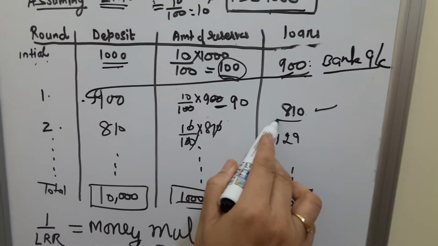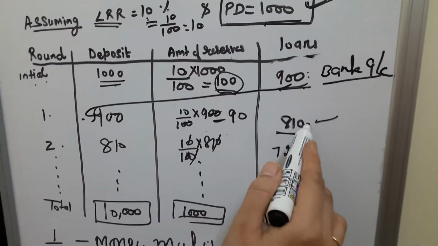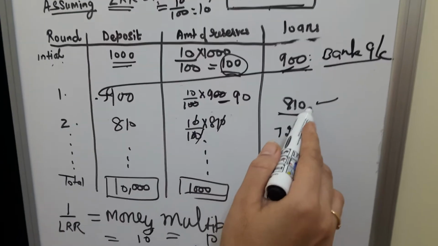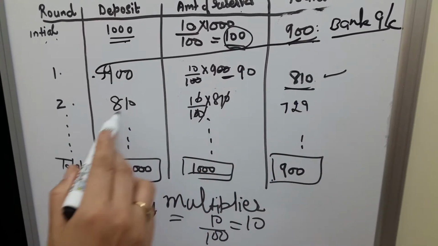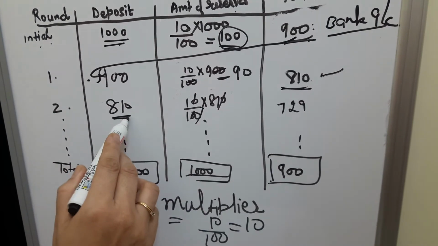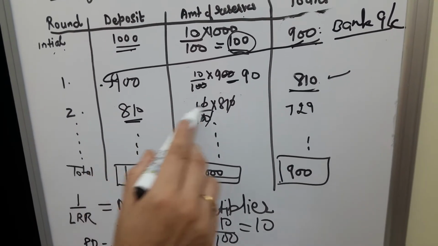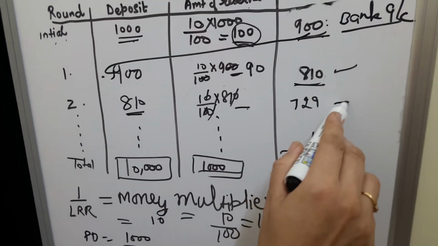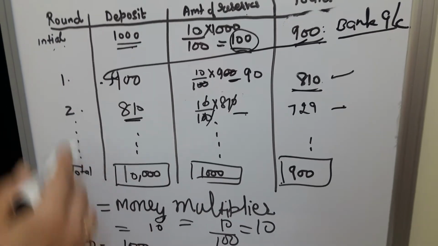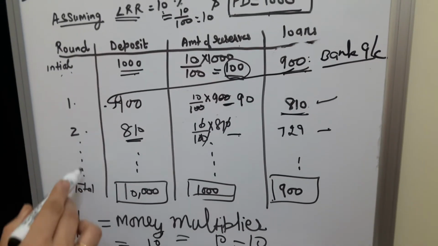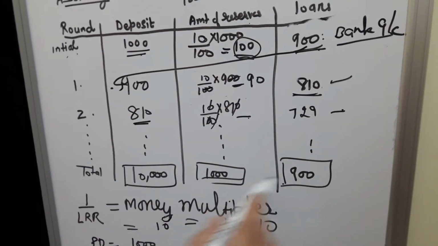Now this again 810 will be deposited into different banks because of the assumption of single unit. Entire banking system is a single unit. So this will go as next amount of deposits into the bank. So again 10% will be saved and 729 will be given out as loans. So this process will continue. But we will just put dots, and we will fill up the final values using this formula.